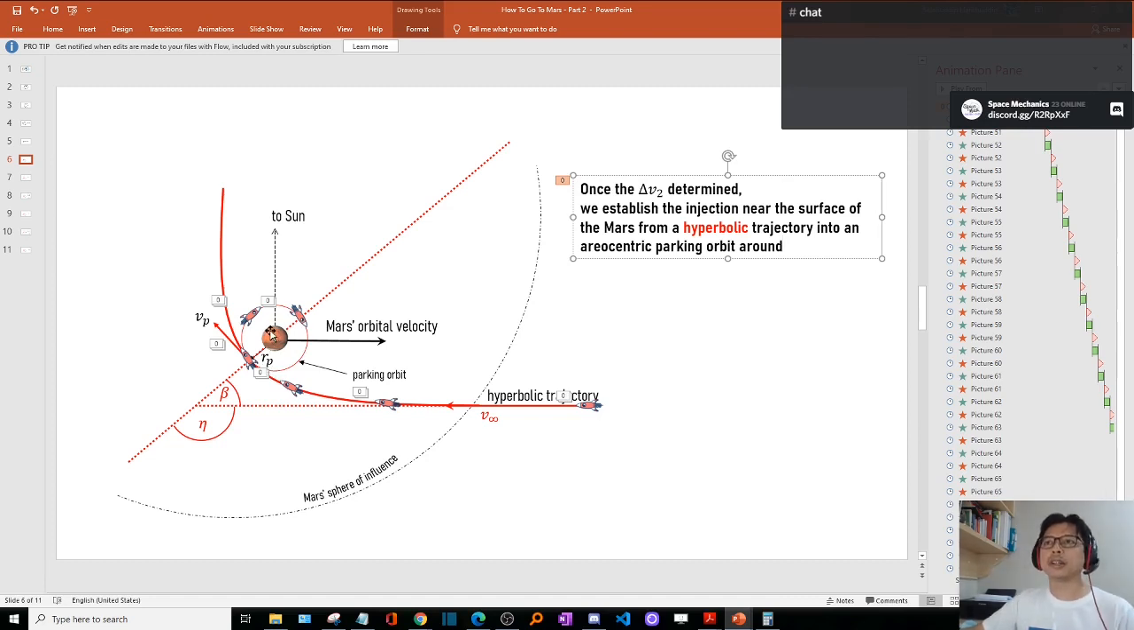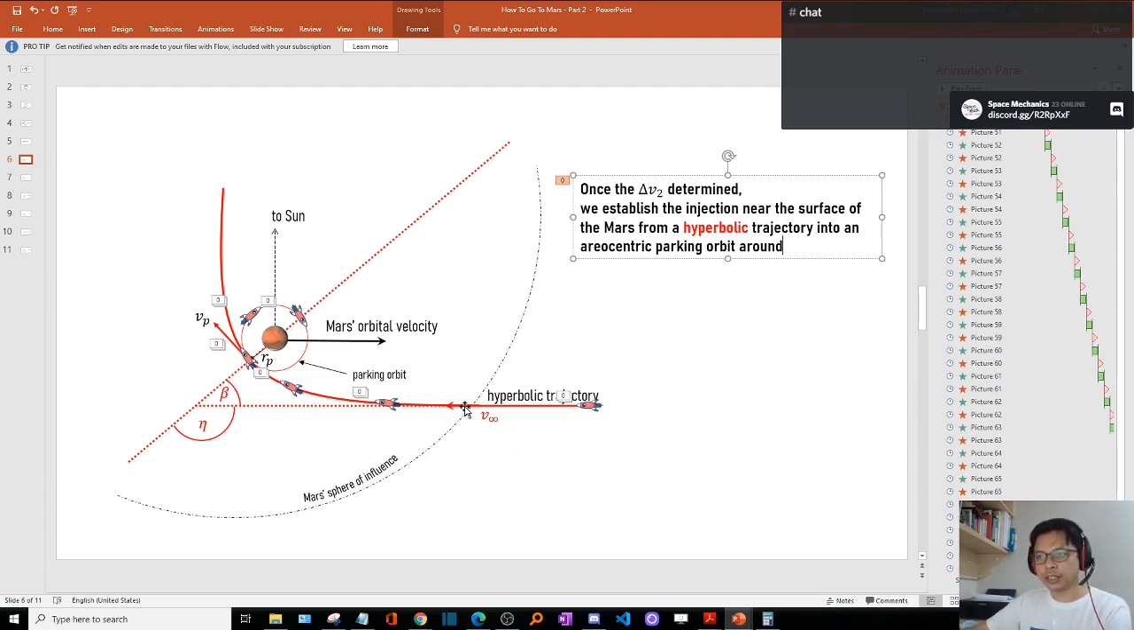Geocentric would be an orbit focused on Earth. Heliocentric would be an orbit focused on the Sun. Areocentric would be focused on Mars. Okay, Martian parking orbit. So that's what we're going to do. Now we need to figure out the same thing that we've done before.